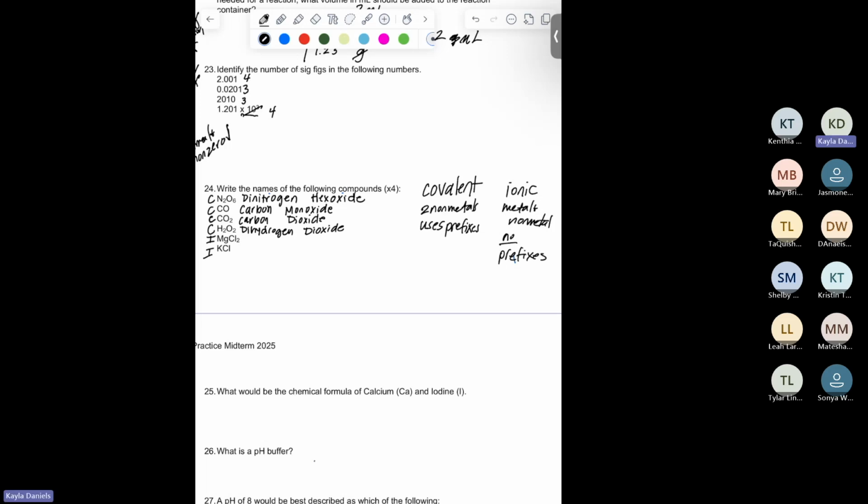All right. I personally like ionic because they're simpler. We don't have to use any prefixes. We just have to keep the first element name the same and then change the second element's name to -ide. So MgCl is just magnesium chloride. All right. What about KCl? Calcium chloride. There you go.